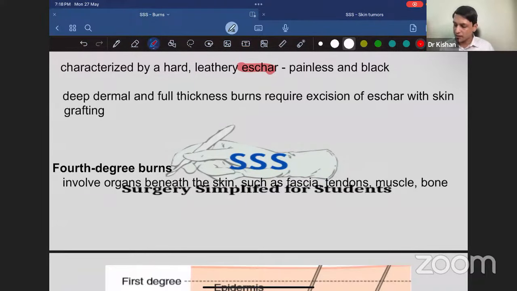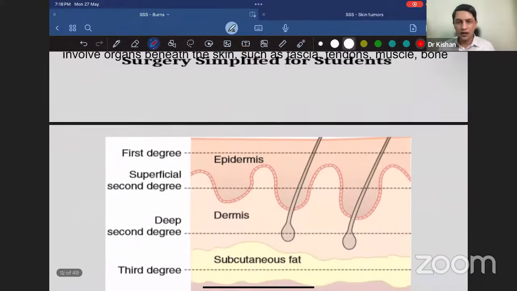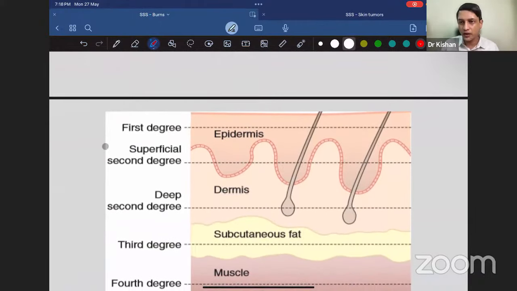So now again to revise, what is 1st degree? Can anyone revise along with me? Who is there? Can anyone revise along with me? Unmute yourself and revise with me.